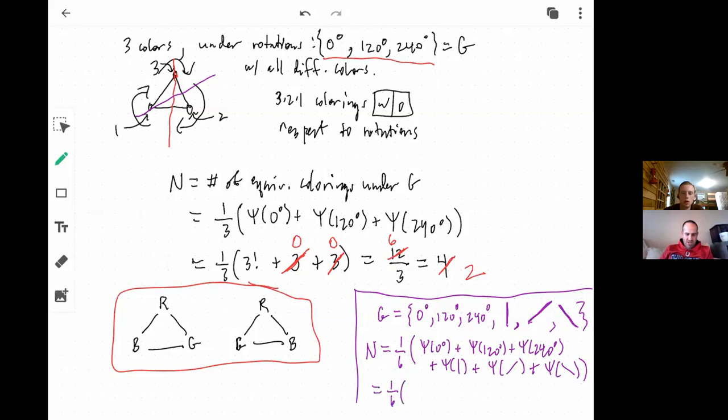What's psi of 0 degrees? Aren't those three the same that we just calculated? Yeah. So it'd be 6 plus 0 plus 0. I have 6 total, harebrained colorings where I just colored them without paying attention. 3 times 2 times 1. What about psi of vertical rotation?